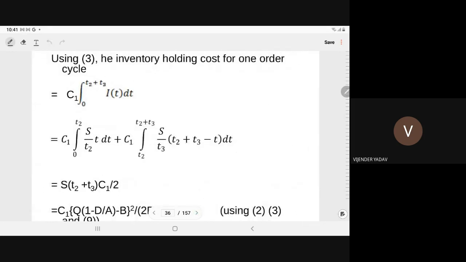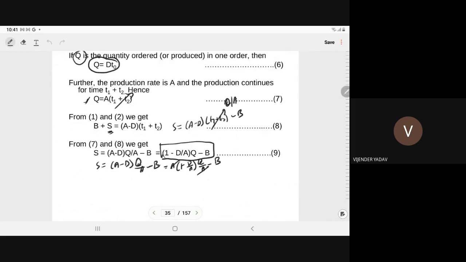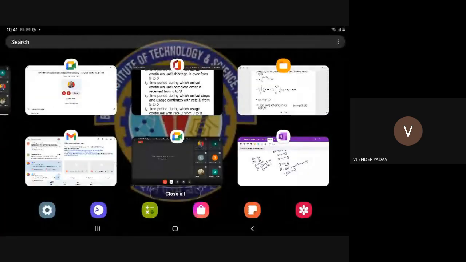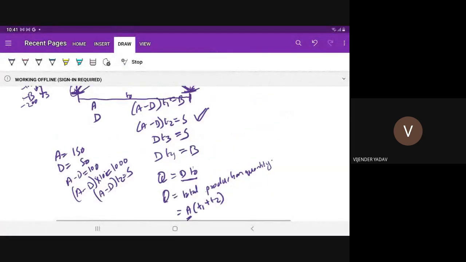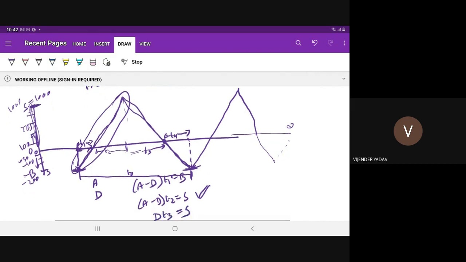Now we compute the holding cost. In which period do we have to hold? You have seen that for the total cost we have to compute the procurement cost, holding cost, and shortage cost. So in which period do you have to hold? In the period T2 plus T3 we have to hold, right?